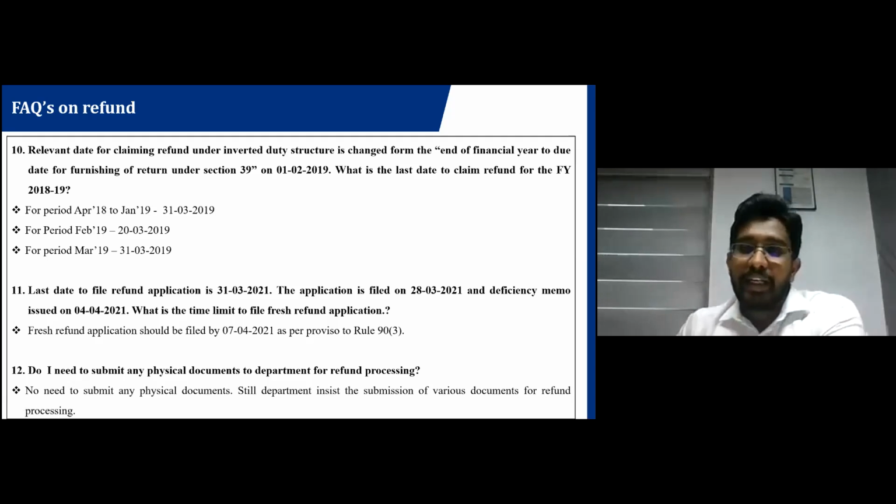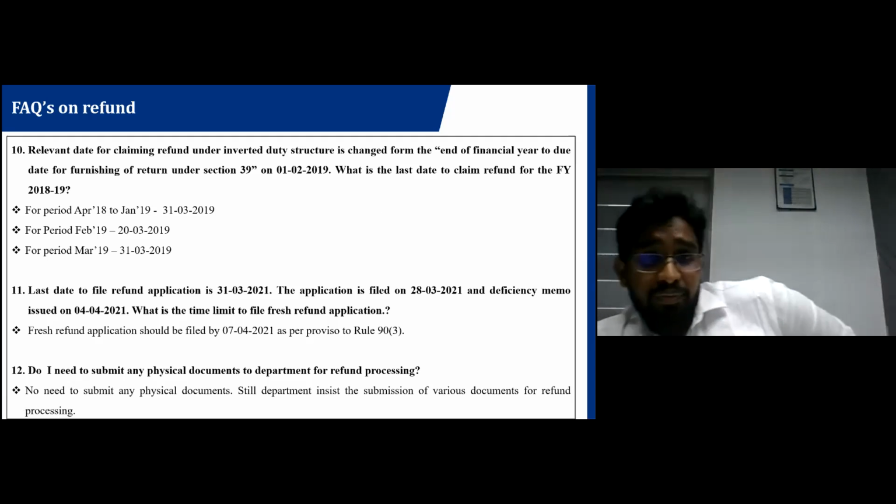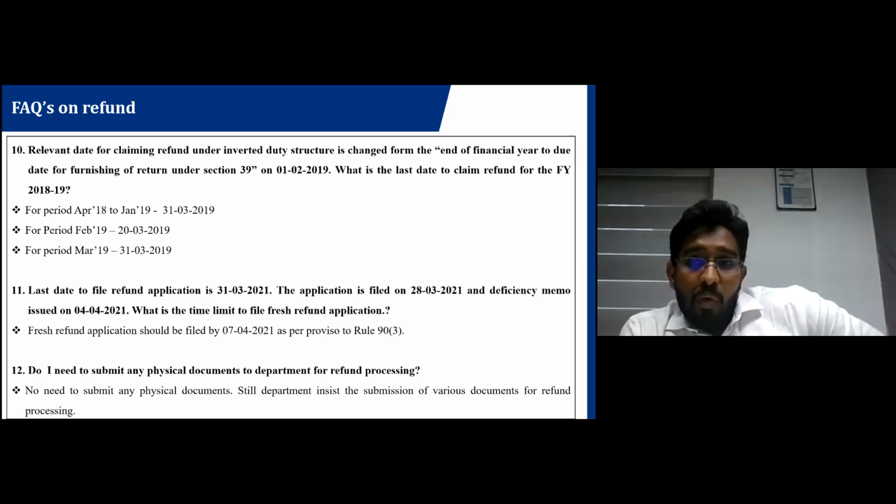Recently, a rule was prescribed under Rule 93. What it is saying is that whatever time limit you had at the time of filing the original refund application, you will have the same time limit at the time of filing the revised refund application against the deficiency memo.